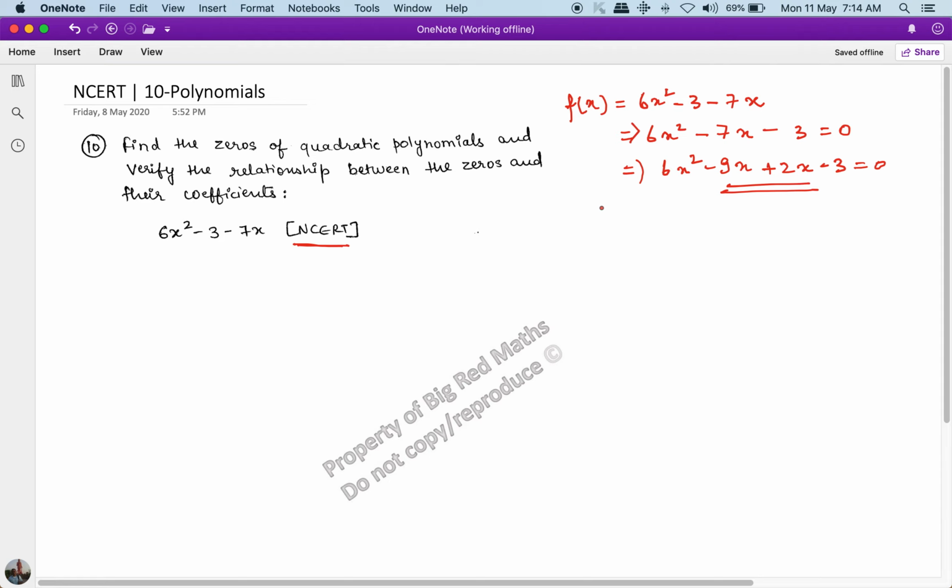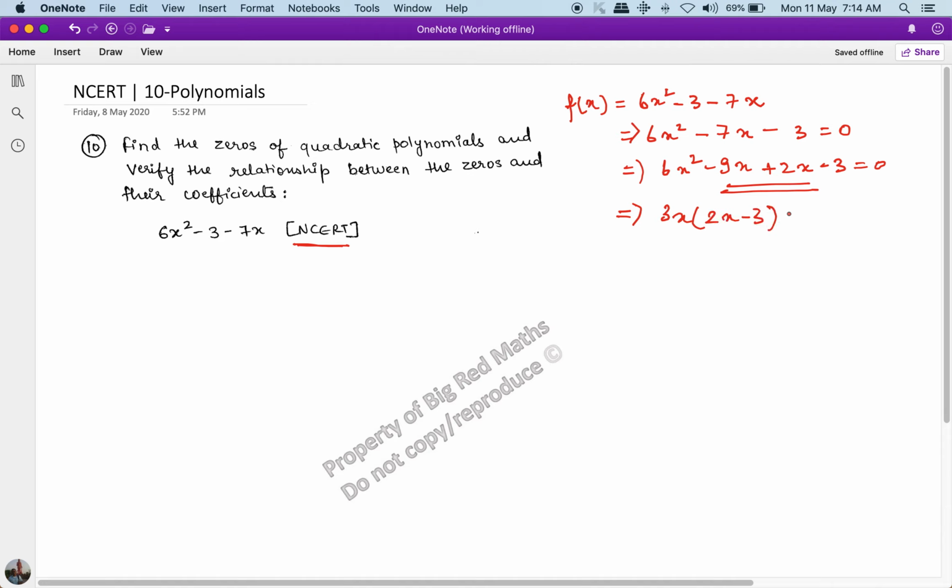Now remember, factorization is something that we studied in class 9th, and going further, this is how maths is going to work: you study a concept and then you build upon it further. So what you study in one chapter or one class is going to become a tool for another chapter or another class. If I take 3x common from here, it becomes 3x multiplied by 2x minus 3.